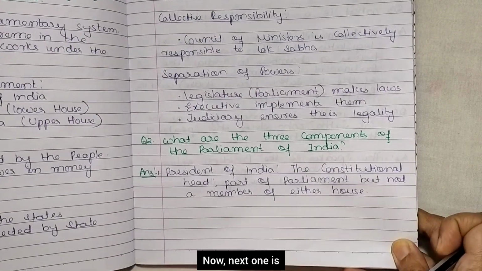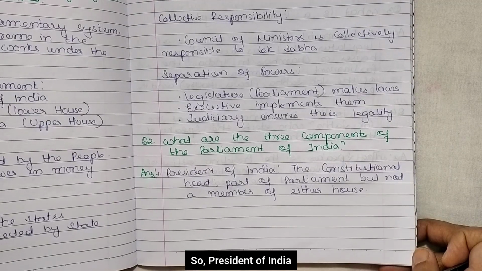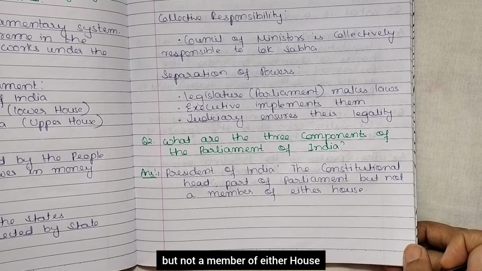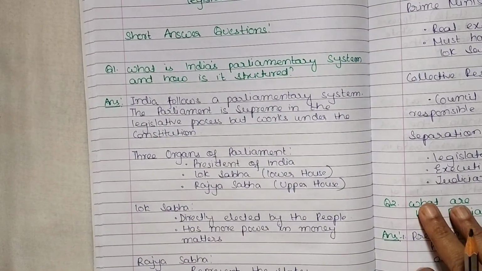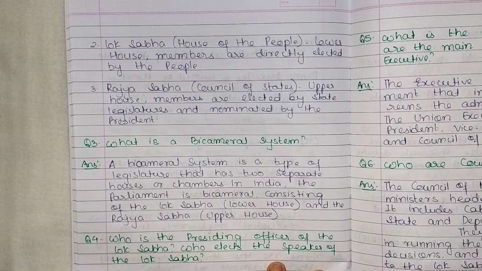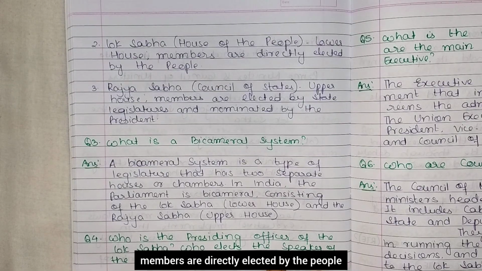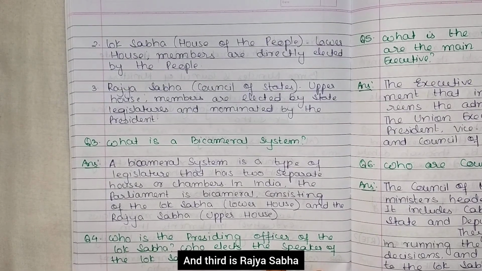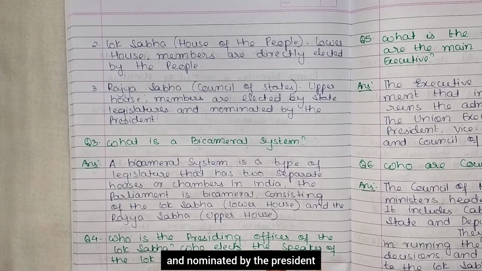Now, next one is, what are the three components of the Parliament of India? President of India, the constitutional head, part of Parliament but not a member of either house. Second is Lok Sabha, House of the People, lower house, members are directly elected by the people. And third is Rajya Sabha, Council of State, that is the upper house, members are elected by the state legislature and nominated by the president.